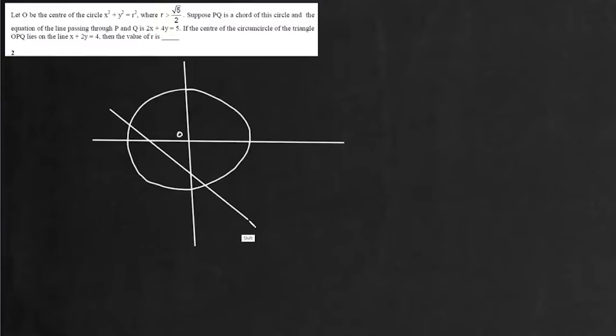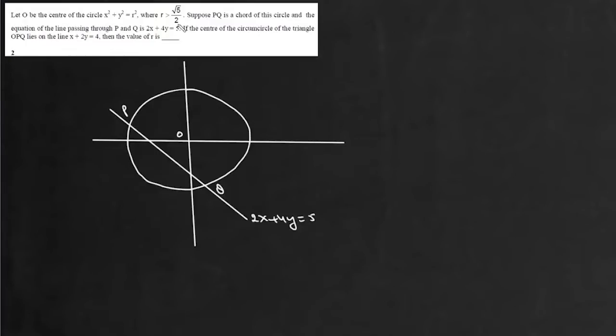And the chord of the circle is PQ, whose equation is 2x plus 4y equals 5. And as we can see, its perpendicular distance is 5 upon root 20, which is root 5 by 2. So this distance is less than r, and therefore r should be greater than root 5 by 2.